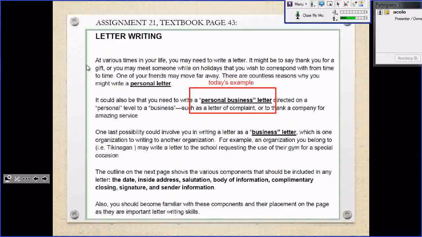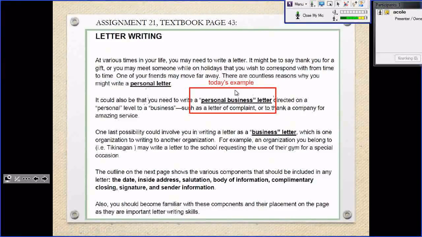At various times in your life, you may need to write a letter. It might be to say thank you for a gift, or you may meet someone while on holidays that you wish to correspond with from time to time. One of your friends may move far away. There are countless reasons why you might write a personal letter. It could also be that you need to write a personal business letter, directed on a personal level to a business, such as a letter of complaint or to thank a company for amazing service.